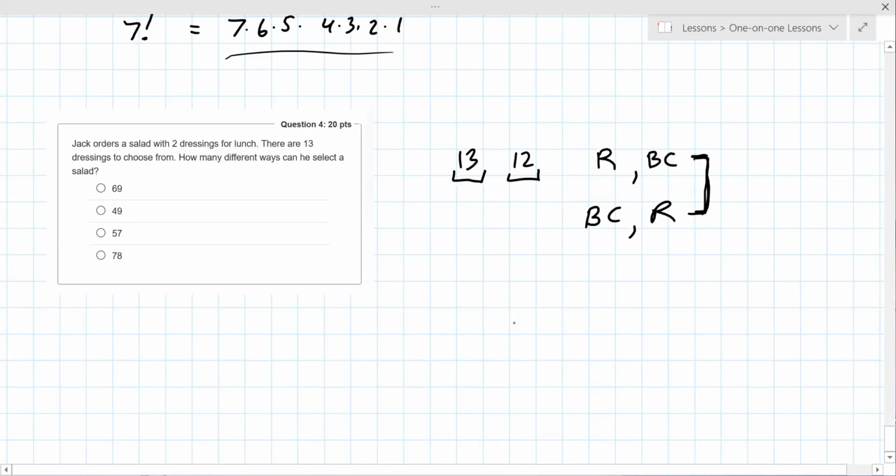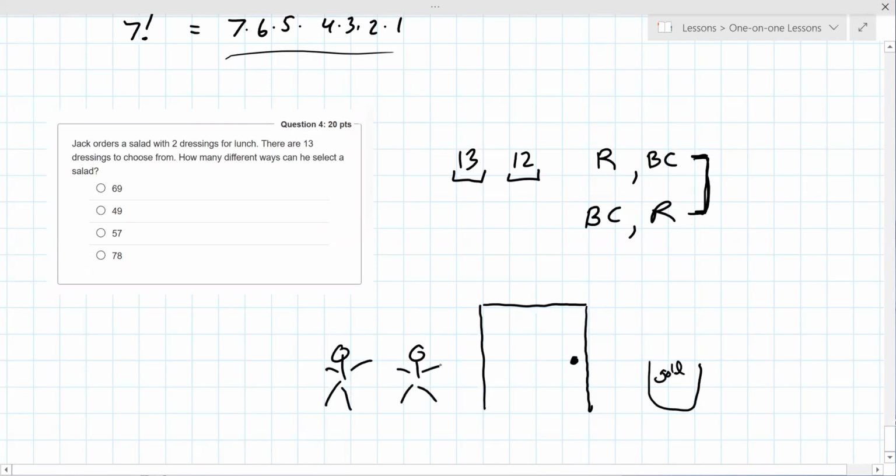My example for this is, let's say there's a door and there's a pot of gold on the other side, and you're here and I'm here. In a permutation problem, order matters. Now, why would order matter in this scenario if we're both going through that door? Who gets the gold based on who goes through the door?